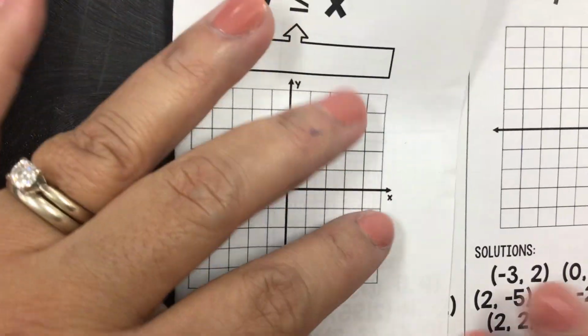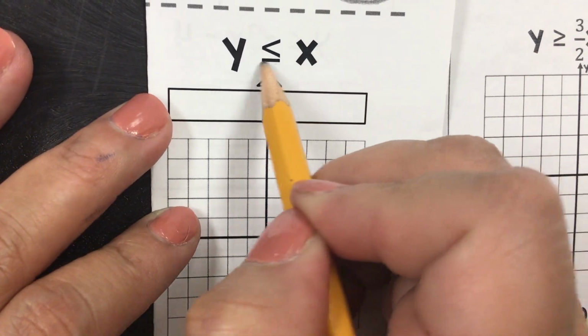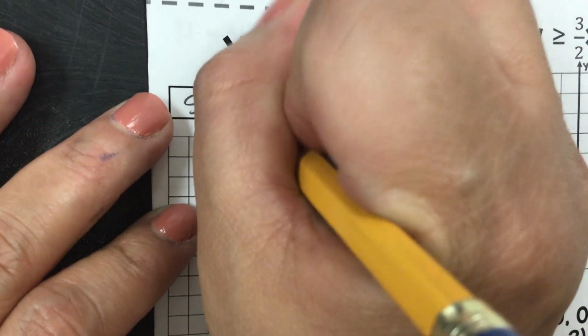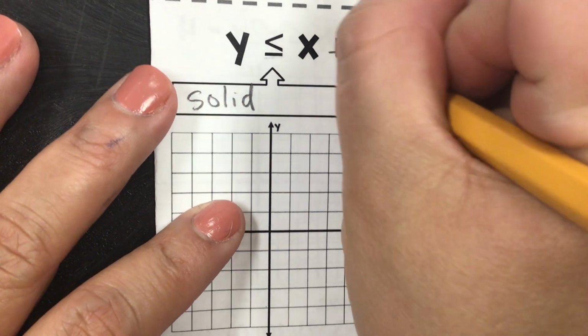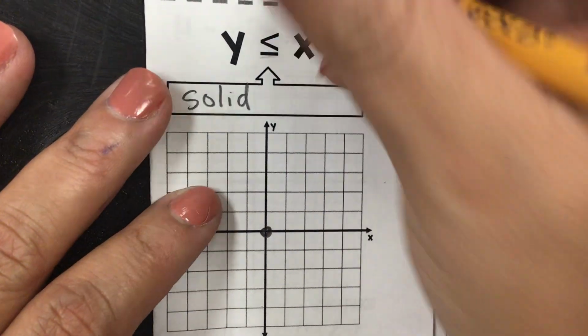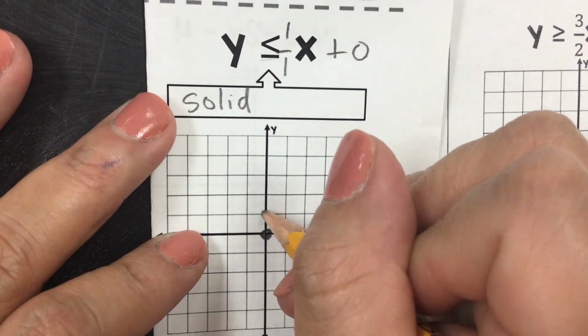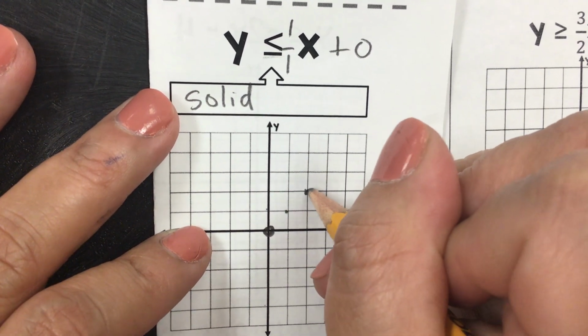Okay, now we're going to go to this side right here. When it has a line underneath the inequality, we say that that's a solid line. Our y-intercept is 0, and our slope is up 1 to the right 1. Up 1 to the right 1. Up 1 to the right 1.